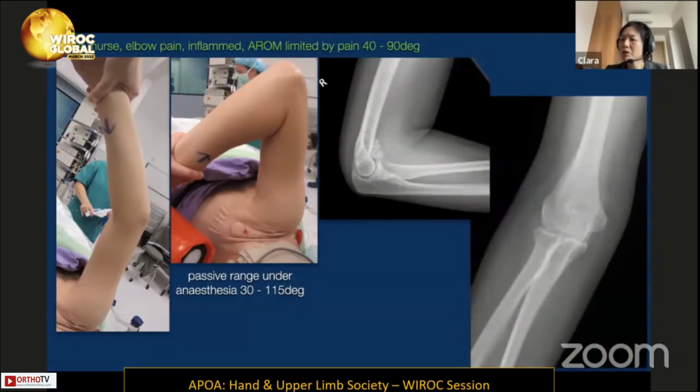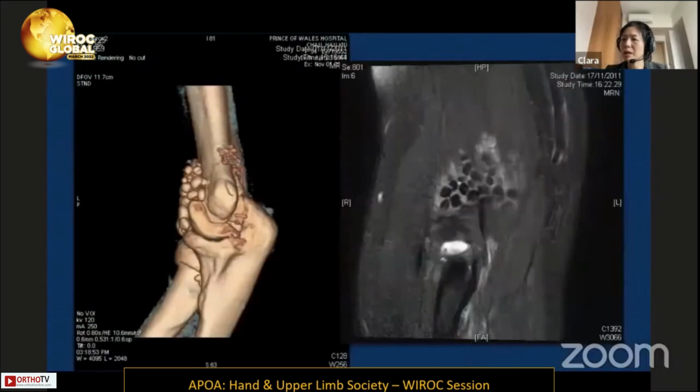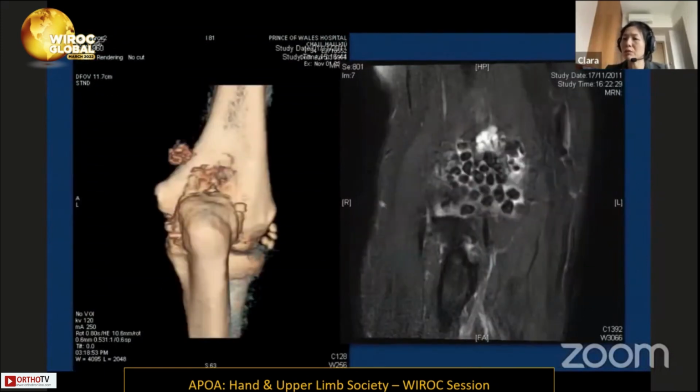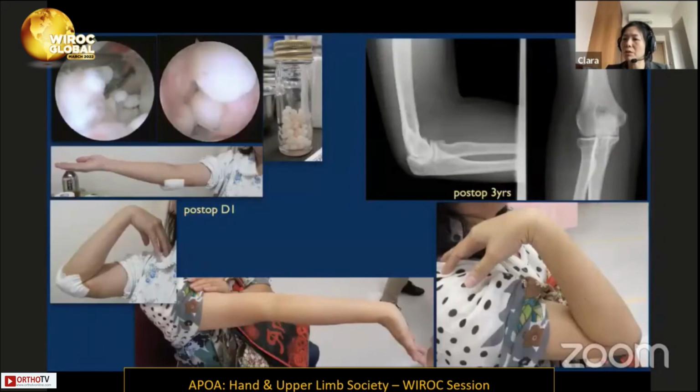However, further imaging helps in the preoperative planning because the CT scan helps us to locate all the loose fragments that we can remove, and also the MRI locates the area of the synovitis that we have to tackle to prevent the recurrence. Finally, the patient had arthroscopic removal of the loose bodies and synovectomy performed. This is her condition day 1 and 3 years after the operation with no obvious recurrence of the disease.